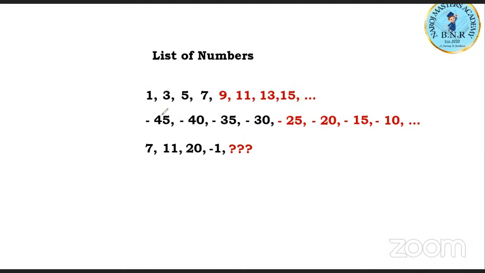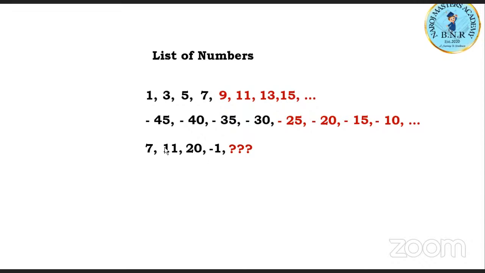And here, if you see minus 45 and then minus 40, what is the difference here? 5. Next, what is the difference again between these two numbers? 5. Next, 5. So there is a pattern between the numbers of this series. And then here there is no pattern.